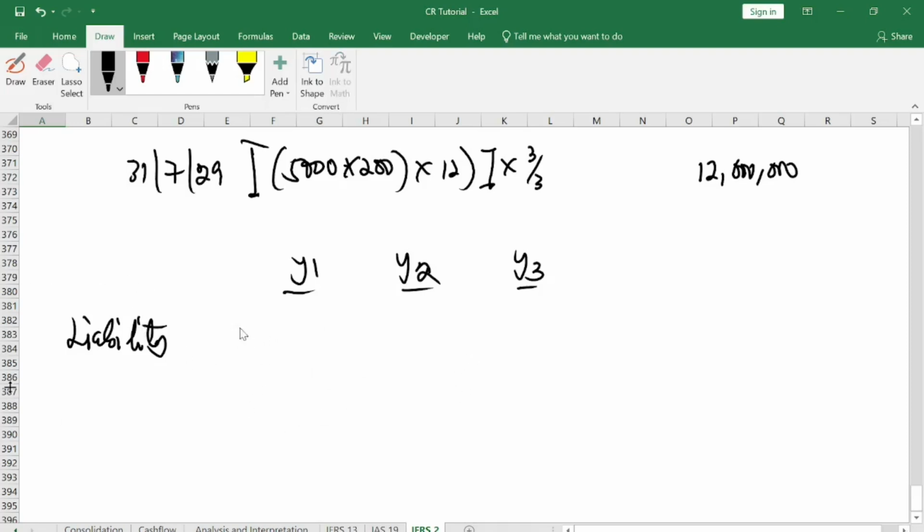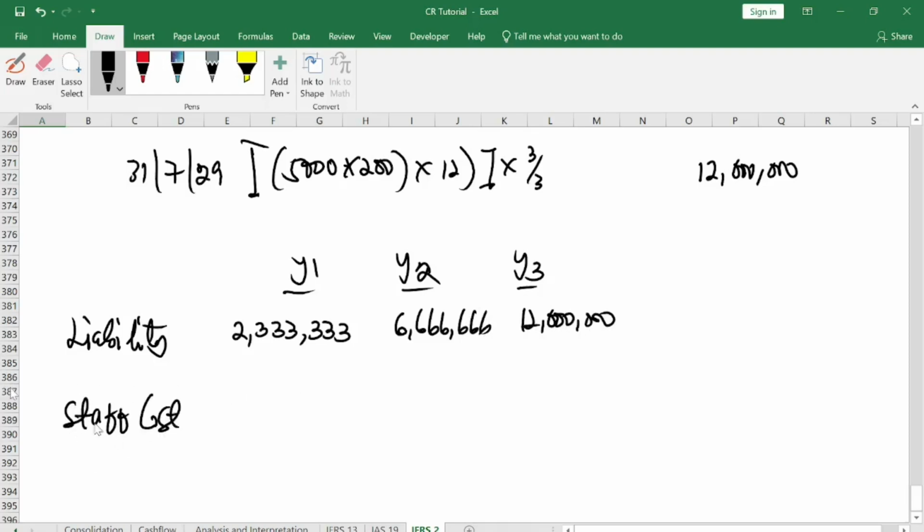So year 1, it will be 2 million. Year 2, it will be 6 million. And year 3 is 12 million. Now, this one we call staff cost, when you make it expenses, maybe you forgot, no problem. So here, the year 1, it will be 2 million.